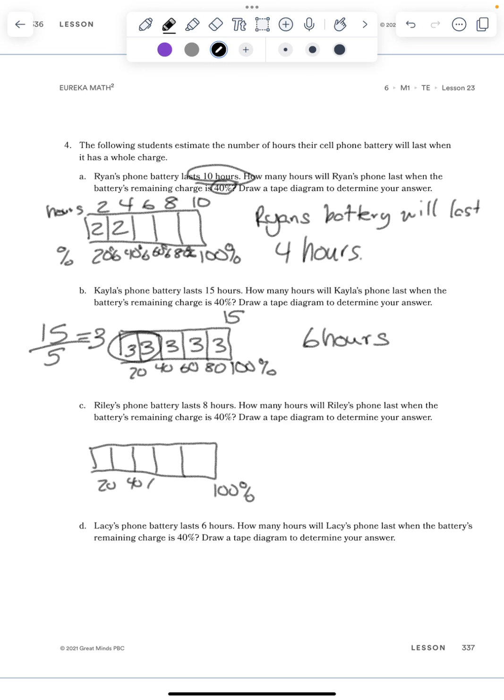20, 40, 60, 80, 100. And so I know that I need this one right here because it's 40%. So my total is 8. So now the problem, it makes it a little bit harder because 8 is not a multiple of 5. So you're going to have a decimal as an answer, not a whole number.